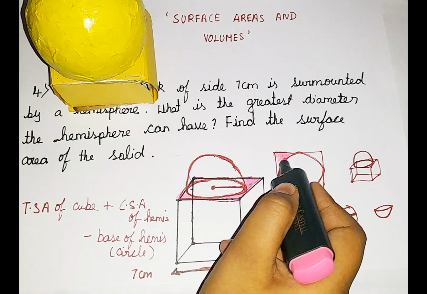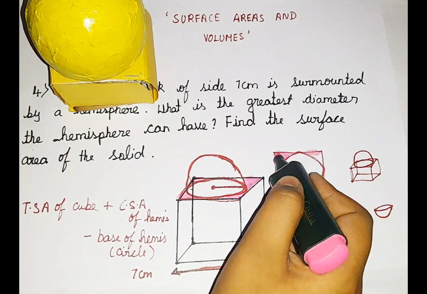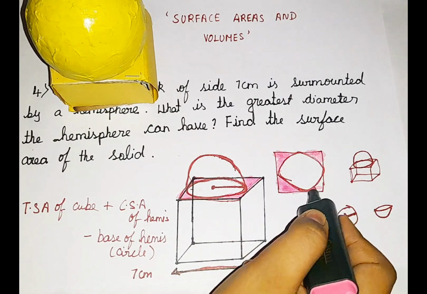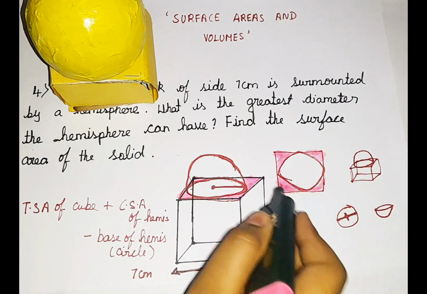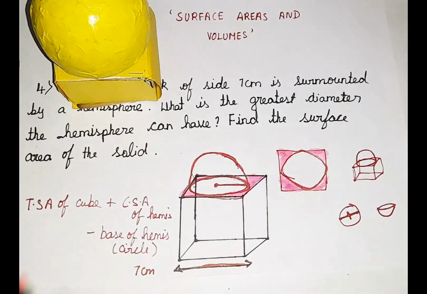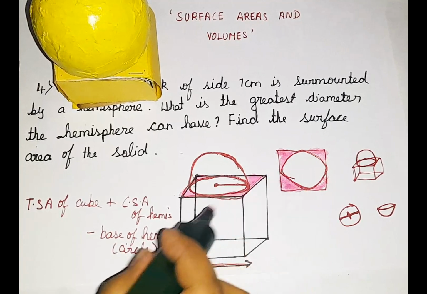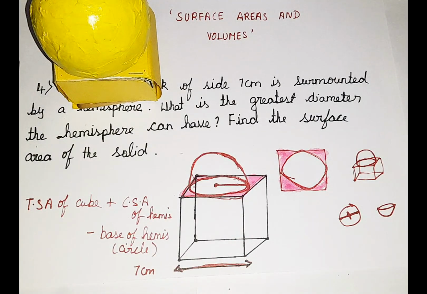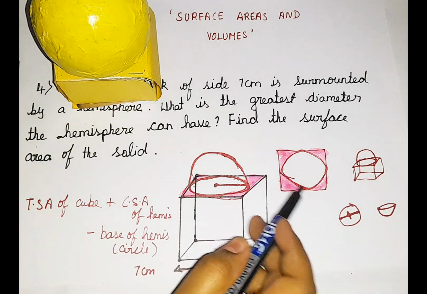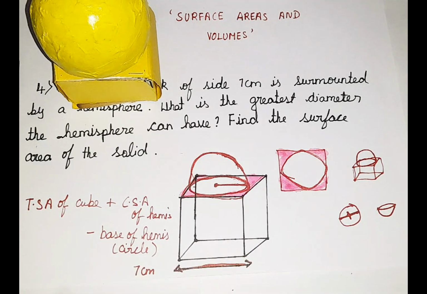So we were able to paint this one, this one, this one, this one, this one and this one. Okay, so we were not able to paint this circle. It is a circle, I just didn't draw it properly. We are not able to paint this circle, so I just wrote minus base of hemisphere.